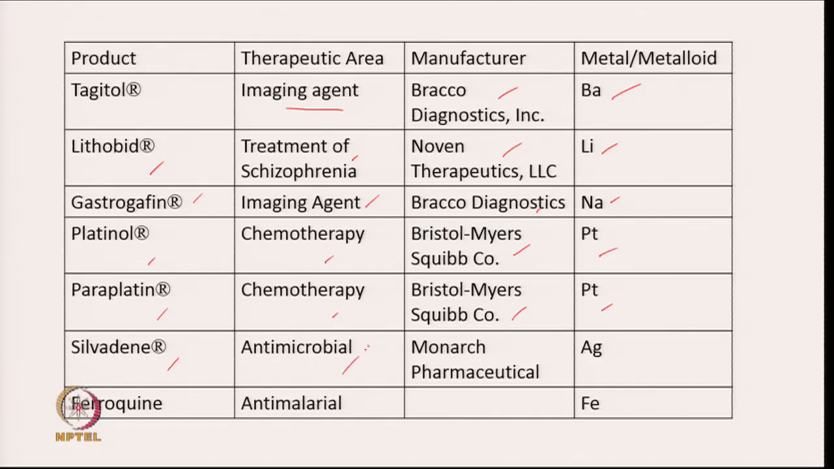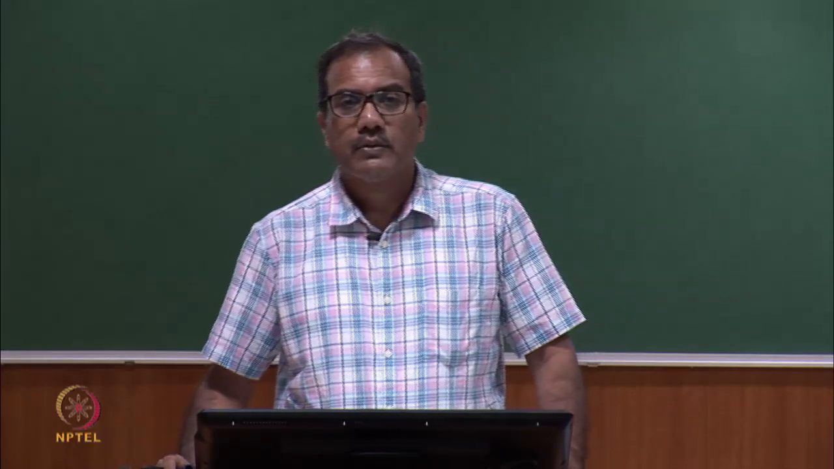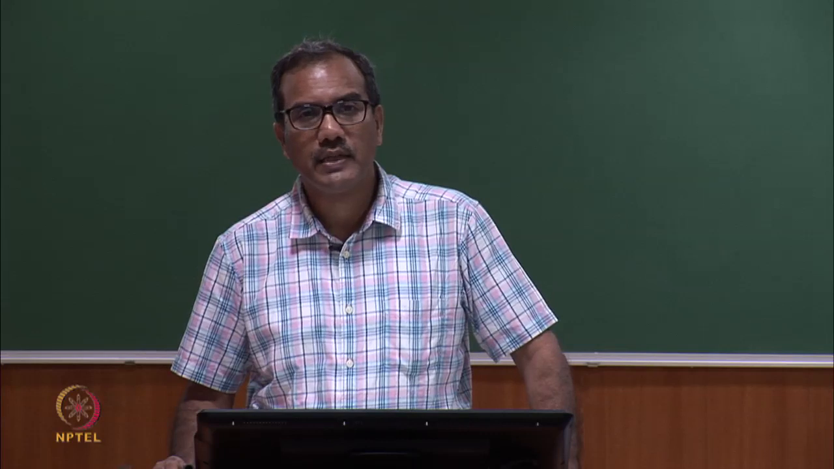Silvadene has antimicrobial properties, and it is from Monarch Pharmaceutical. Here analysis of silver is done. Ferroquine has anti-malarial property, and here analysis of iron is done. So, there are a lot of pharmaceutical products where analysis of different metals is done. Now, we will go to another application.